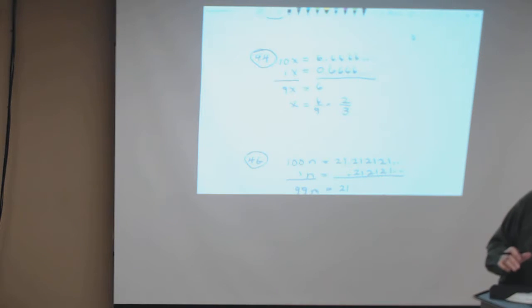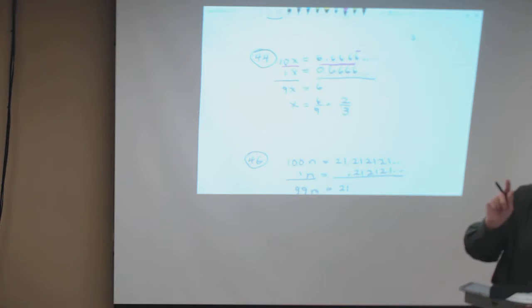Number 44, write each number as a fraction. Now that sounds easy enough, but here's the process. Since the 6 repeats, I take 10 times the number and I get this right here. Everybody follow that? Since 1 digit repeats, I multiply by 10. Now, the number itself is this number here.